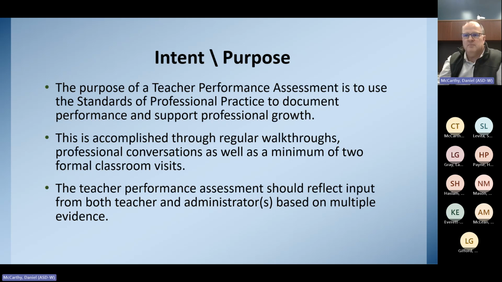And some principals will give feedback right away. Some will just leave a sticky note. That is totally up to them. So the intent and the purpose of this is a growth process. This is not a judgment. It's very important to know that.